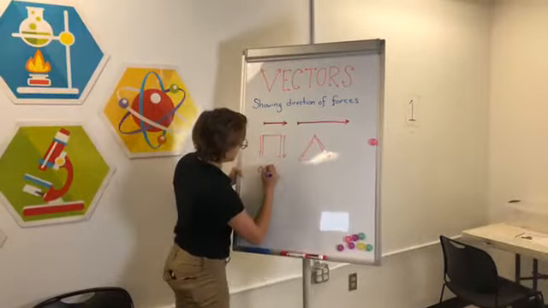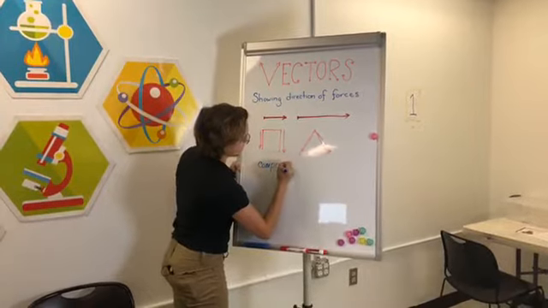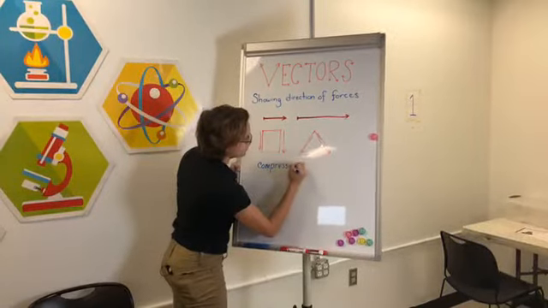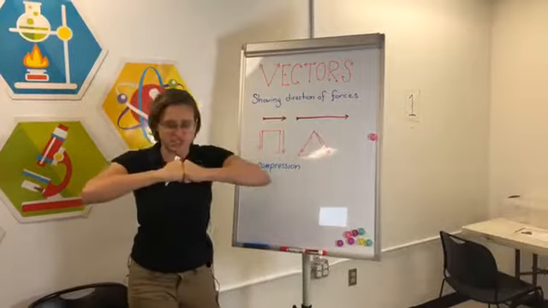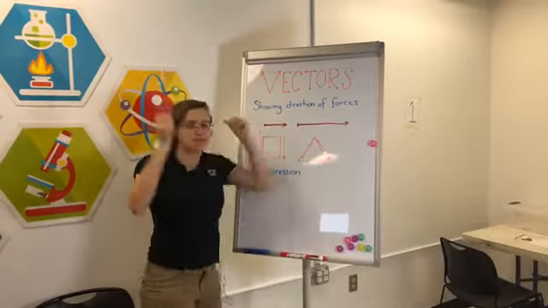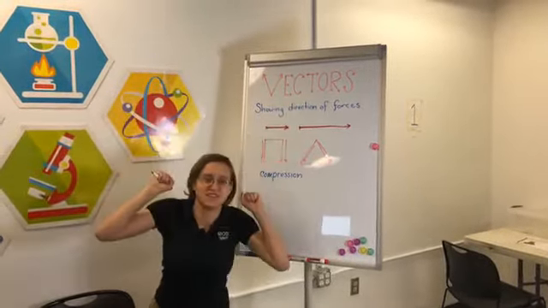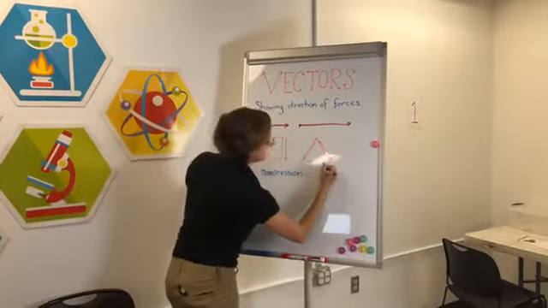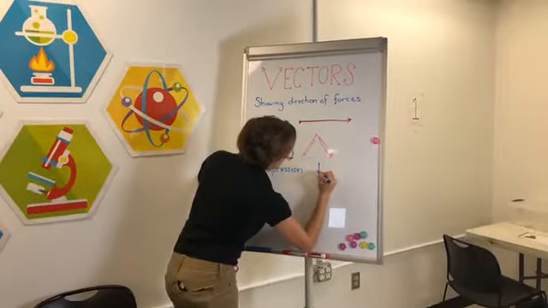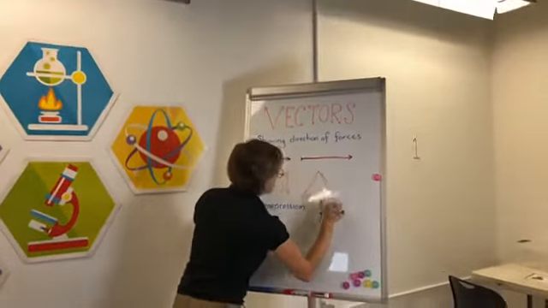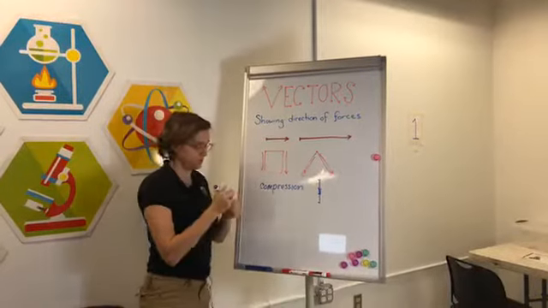So we have compression. Compression is when you have two forces pushing against each other, like this. Kind of like if you're carrying something heavy and it's weighing down your spine, you're being compressed. So, compression. The two forces are pushing against each other, and that can break your bridge.